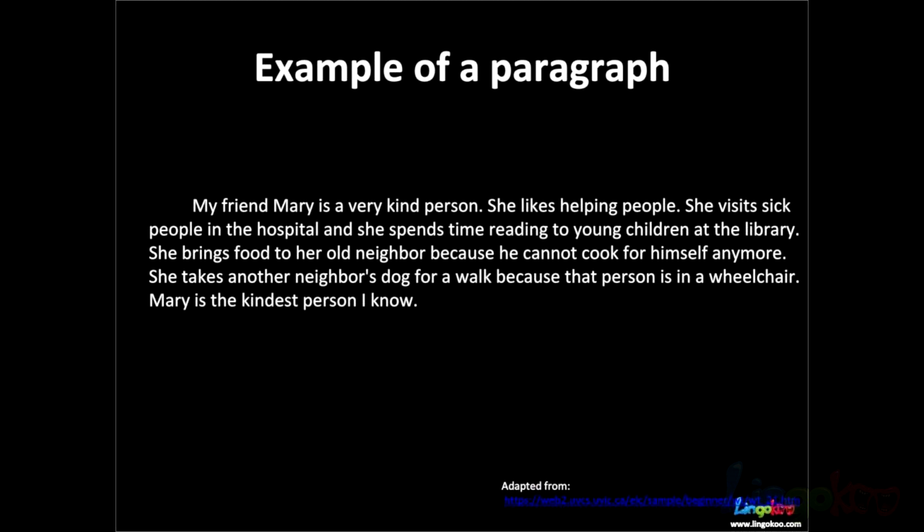Let's look at an example of a paragraph. Let me read this paragraph for you. My friend Mary is a very kind person. She likes helping people. She visits sick people in the hospital, and she spends time reading to young children at the library. She brings food to her old neighbor because he cannot cook for himself anymore. She takes another neighbor's dog for a walk because that person is in a wheelchair. Mary is the kindest person I know.